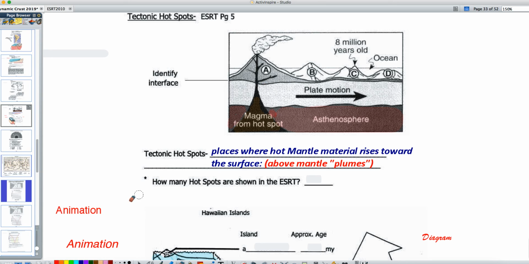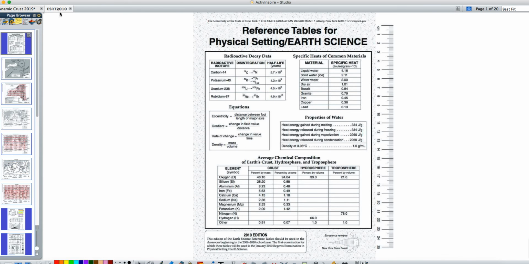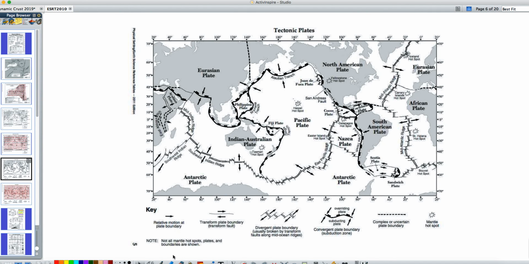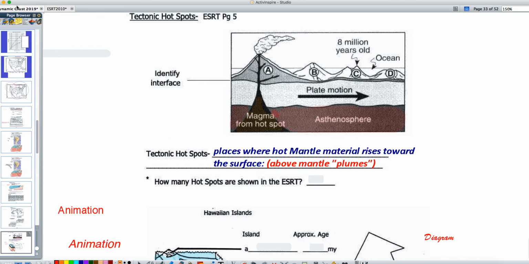Okay, now let's take a look and see how many hotspots are shown in the ESRT. It's going to be a little scavenger hunt for you. You're going to have to pause the video when you're ready to do this. So we're going to take a look at the diagram here. Hotspots are indicated with this symbol right here. It's like a little explosion symbol. So your job right now is to find how many hotspots there are and put your answer right here. Let's see how you do.